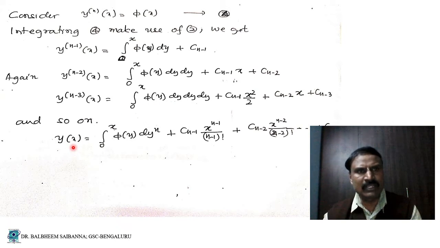When n times are done, we get y of x equals the integral from 0 to x of phi of y dy to the power of n, plus c n minus 1 x to the power of n minus 1 by (n minus 1) factorial, plus c n minus 2 x to the power of n minus 2 divided by (n minus 2) factorial, and so on. The last term is c n minus n, that is c0. This is called equation number 5.